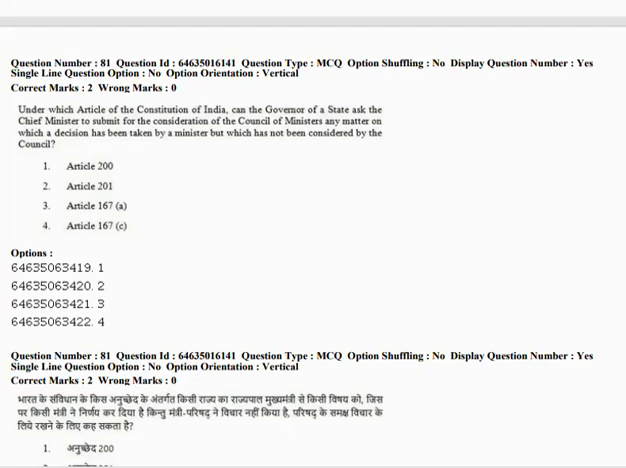Question number 81. Under which of the following article of Indian Constitution does the governor of a state ask the chief minister to submit for the consideration of council of ministers any matter on which a decision has been taken by a minister which has not been considered by the council? It is Article 176 subclause C.